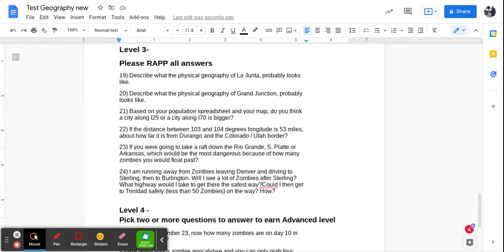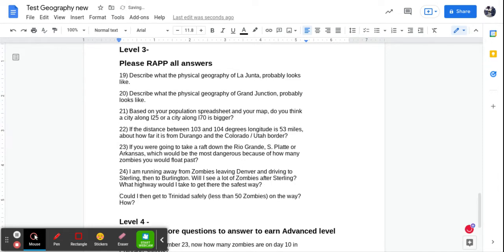Part C. Could I then get to Trinidad safely? And by safely, I mean less than 50 zombies in a city on the way. So I want to go from Burlington to Trinidad. Could I get there on a highway or interstate that would be safe-ish, less than 50 zombies? And also explain how.